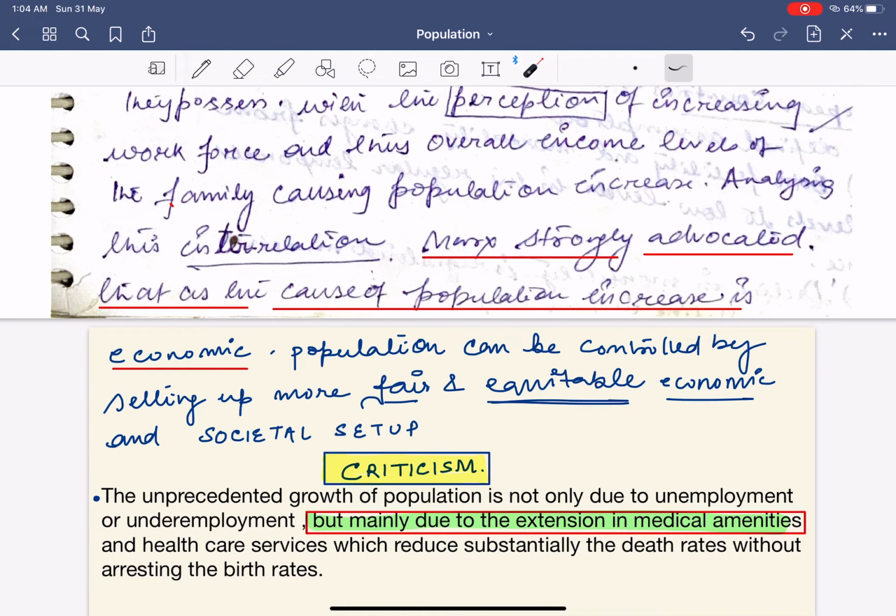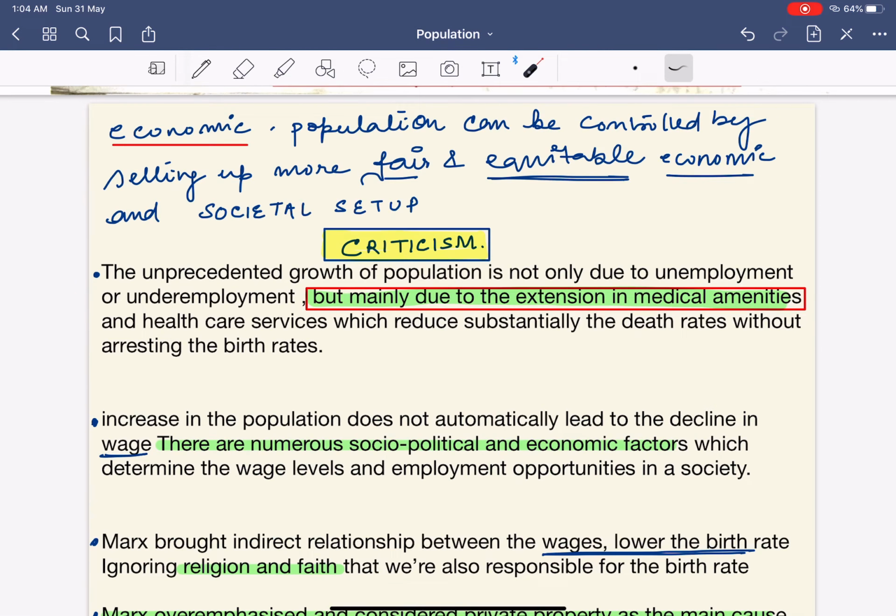Next. Hence, Marx advocated that such a thing can be controlled by setting up a more fair, equitable economic and societal setup. But again, Marx's theory had certain criticisms. What were those criticisms? Marx said that the unprecedented growth of population is due to unemployment or underemployment, but also mainly due to the extension of medical amenities and healthcare services.